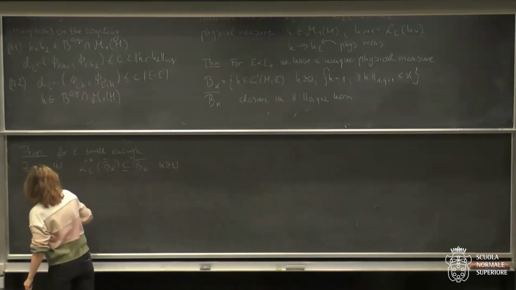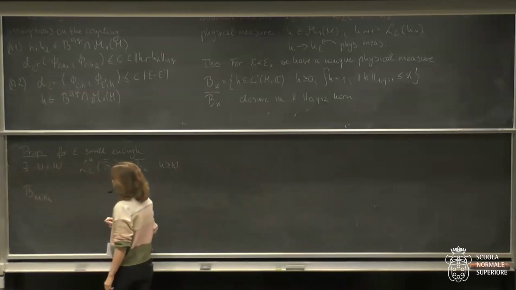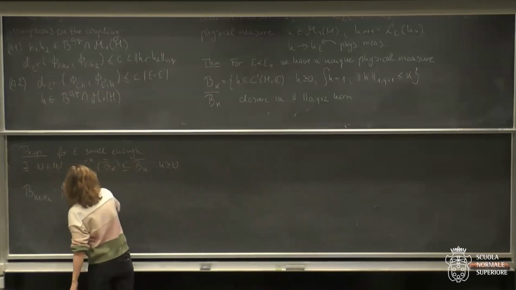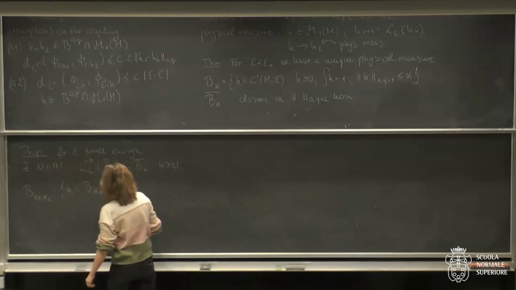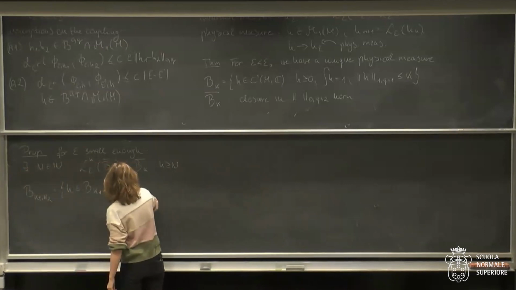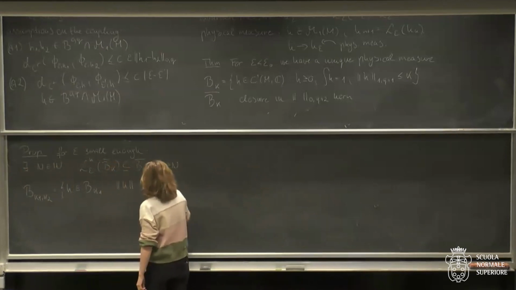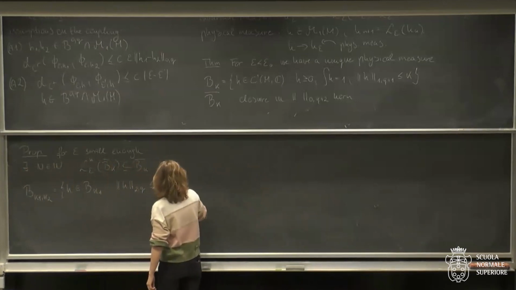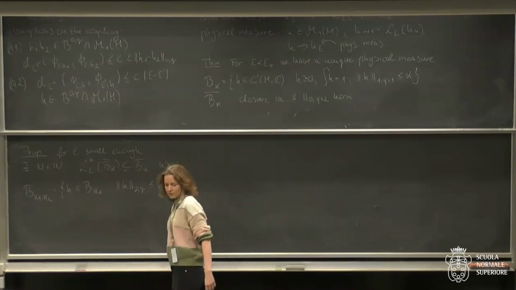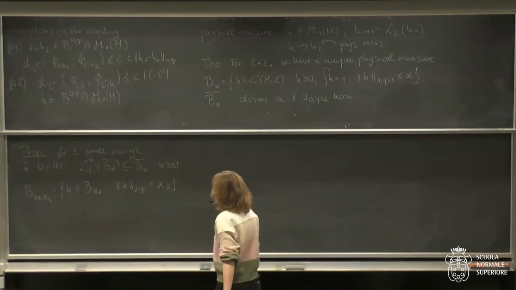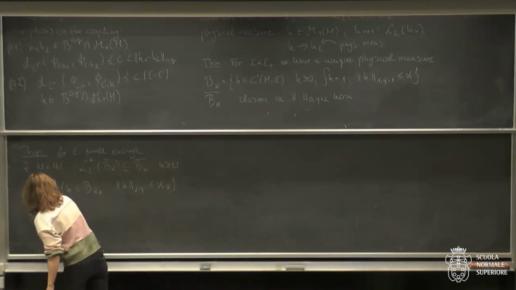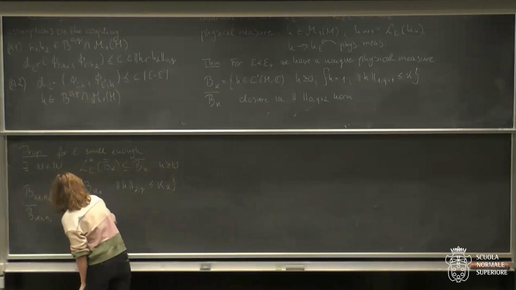But for that, we need another set, which we call B K1, K2. This is going to be a subset of B K1, for which the 2Q norm is smaller than K2. And we are going to close this set too with respect to the 1 Q+1 norm.